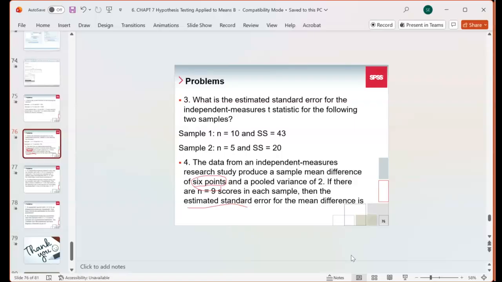And this one says, what's the estimated standard error for the independent measure t-test? For the following, we've got 2 samples, again of 2 different sizes, 10 and 15, and 2 different SS. So you need to calculate the pooled variance and then plug it in to estimate the standard error, which is the square root of pooled variance divided by n1 plus pooled variance divided by n2.